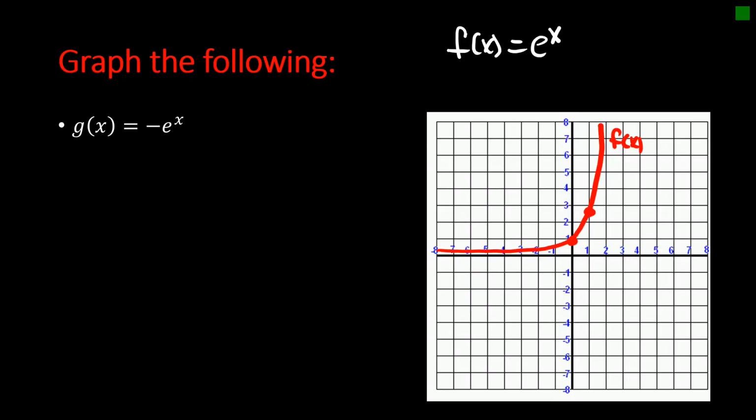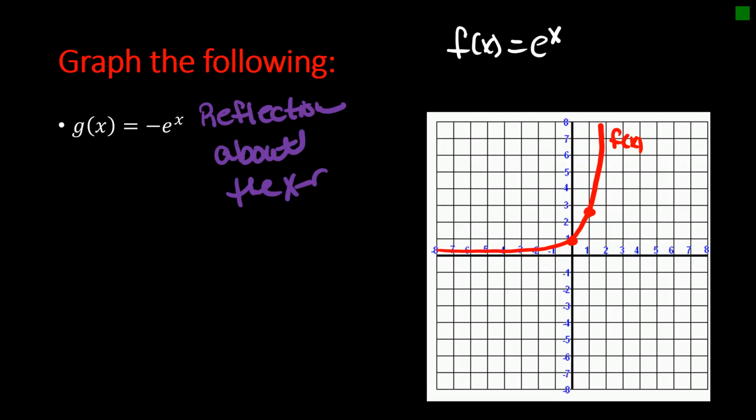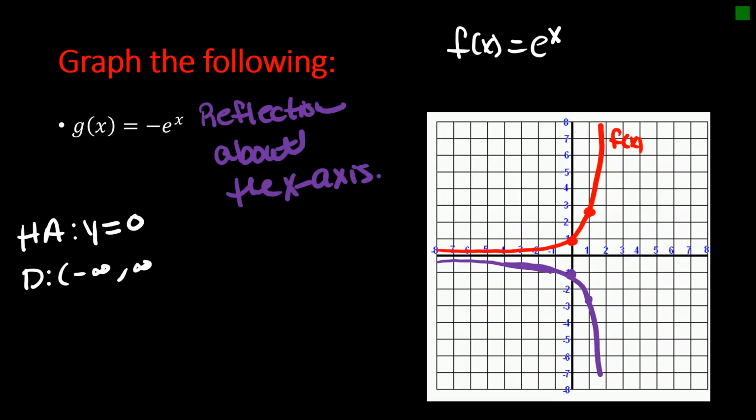So this negative in front of this function represents a reflection about the x-axis. So with a reflection, this point here that was 0, 1 is now going to be 0, -1. This point here that was 1, e is now going to be 1, -e. The horizontal asymptote will not change. So our graph will look something like that. Our horizontal asymptote is still y equals 0. Our domain is still -infinity to +infinity. Our range changes now. We're going to come up from -infinity to 0, not including 0.